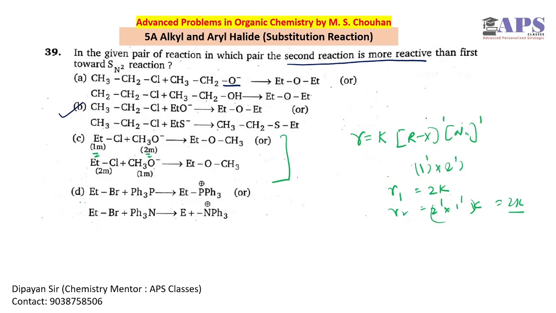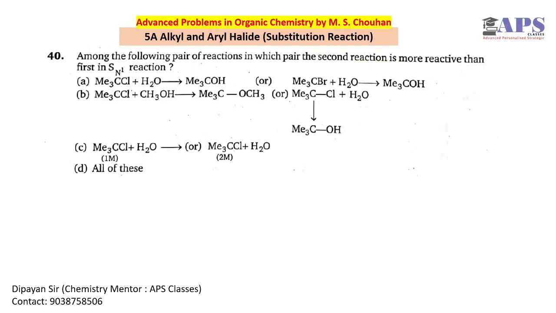Okay. If we check this fourth option, option D, then as we know that between phosphorus and nitrogen, phosphorus is more nucleophilic. Phosphorus is more nucleophilic. Then the rate of the first reaction is again higher compared to the second one. So our option is option B, because sulfur is more nucleophilic than oxygen, and we have the question, second reaction is more reactive. So in this case, the second reaction is more reactive than the first one.